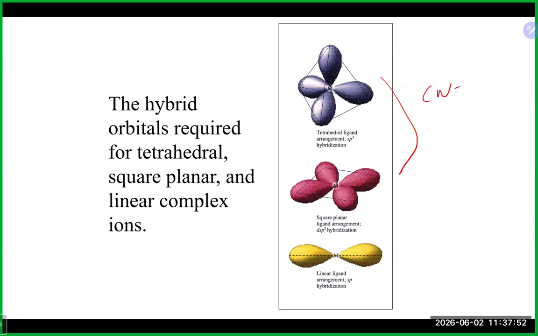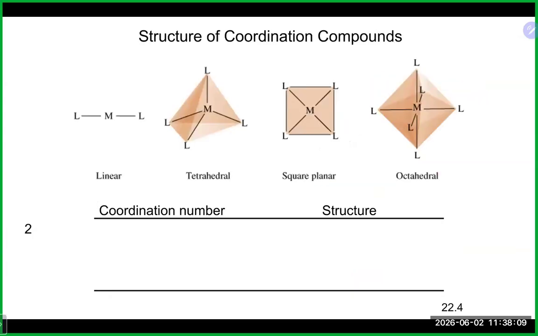These are typically a lot of the geometries that we see with a coordination number of four. Linear is typically a coordination number of two, almost like electron pairs: two electron pairs, two bonds is linear, four electron pairs, and so forth is tetrahedral.